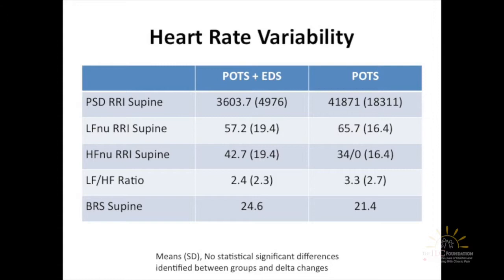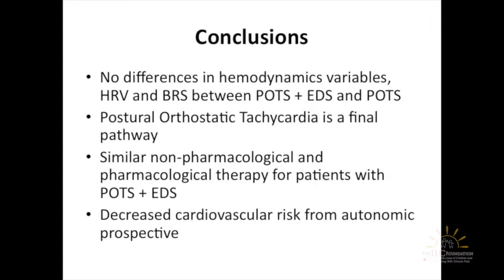So in conclusion, there's no difference in hemodynamic variables in patients with POTS and EDS. Postural orthostatic tachycardia could be the final pathway, right? The good news is that we can use similar treatments for both conditions. We use non-pharmacological management of orthostatic hypotension with volume, salt, exercise, compression stockings, and counter pressure maneuvers, and we can also use the same pharmacological therapies. And in patients with POTS, we know that they have low cardiovascular risk. So we can tell our patients with EDS, when we finish the big cohort studies, that the risk of having cardiovascular disease associated with EDS and POTS may be as low as in patients with POTS alone.